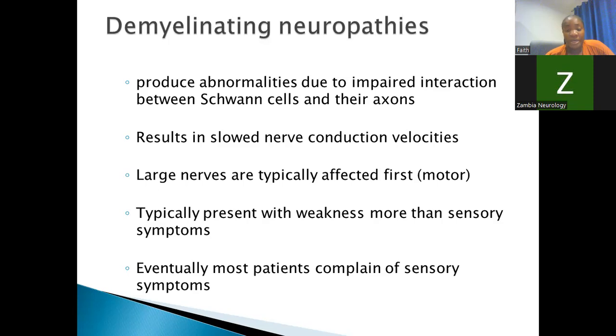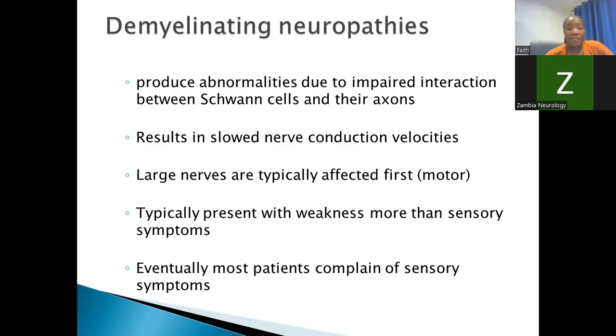And so when there's impaired interaction between the Schwann cells and the axons, there's poor myelination, or when there's damage to the myelin sheath, there's also demyelination, and this can result in a demyelinating neuropathy. The result of this is slowed nerve conduction velocity. So remember, the myelinated nerve cells are the ones that transmit impulses faster than the unmyelinated cells. So when there's demyelination, the nerve conduction velocity is very slow.